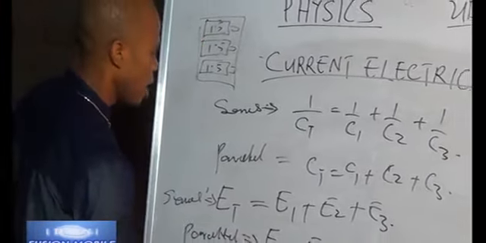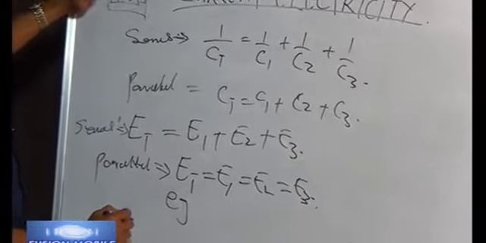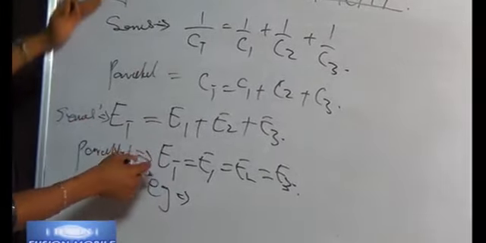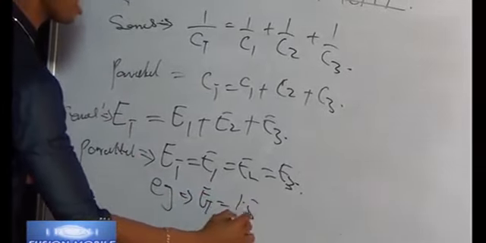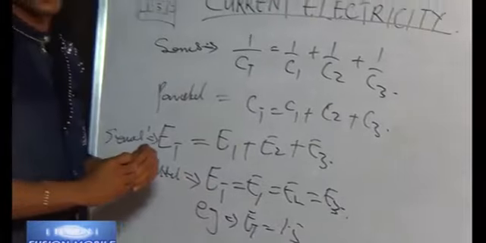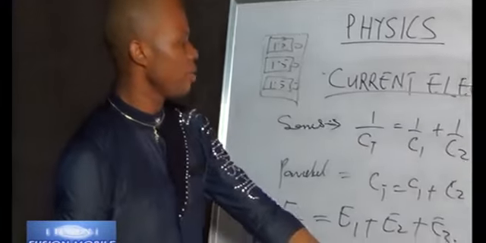Example, as we have here 1.5, 1.5, 1.5. If you ask us to calculate the total cell we have here, what we have is E total equal to 1.5. And that is the answer. Don't go checking the inverse.